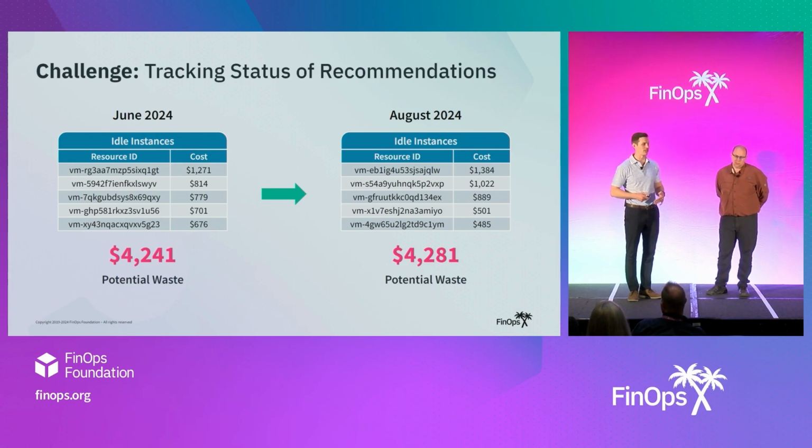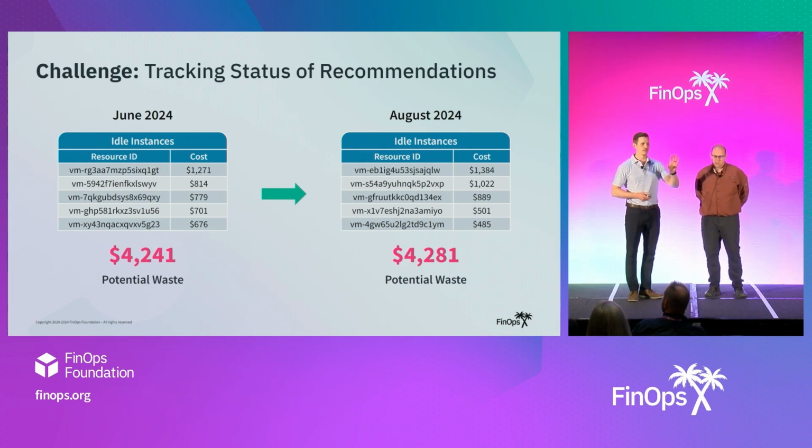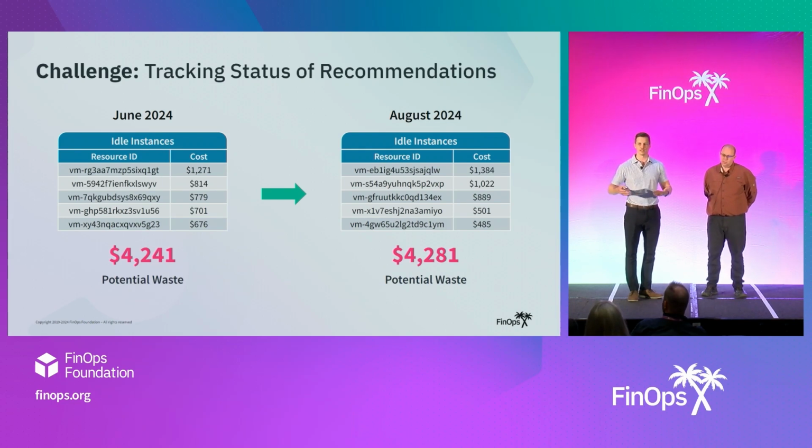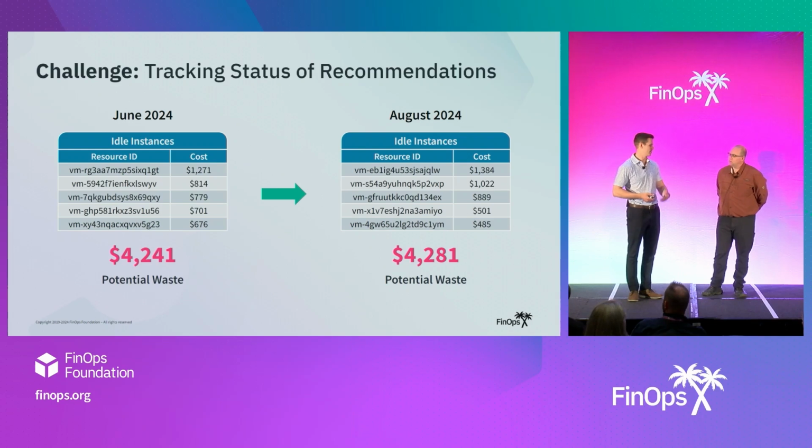What we've seen work better is tracking workload optimization at an aggregated level. So looking at total idle resource spend and tracking that over time. Because at the end of the day, I don't really care if I turned off 5 idle resources if next month there's 5 more. Am I really improving the business value of our spend if one idle resource is replaced with another?